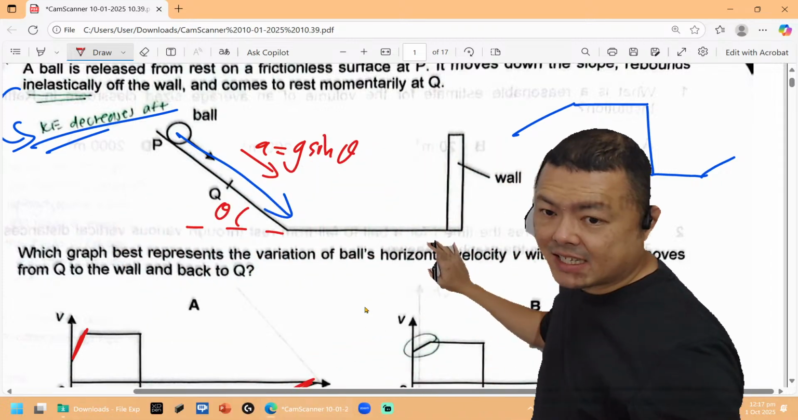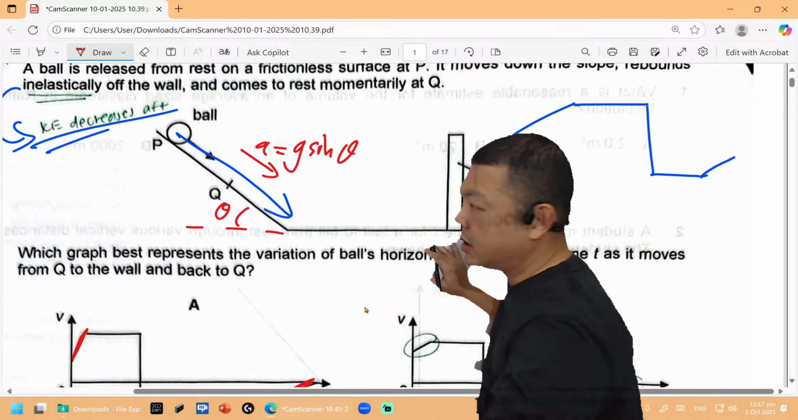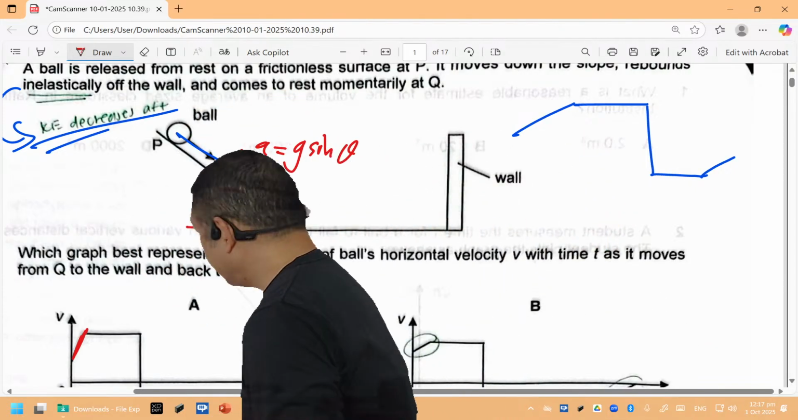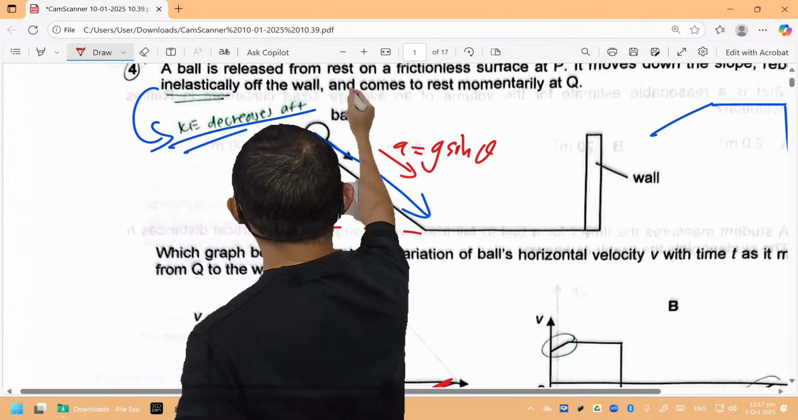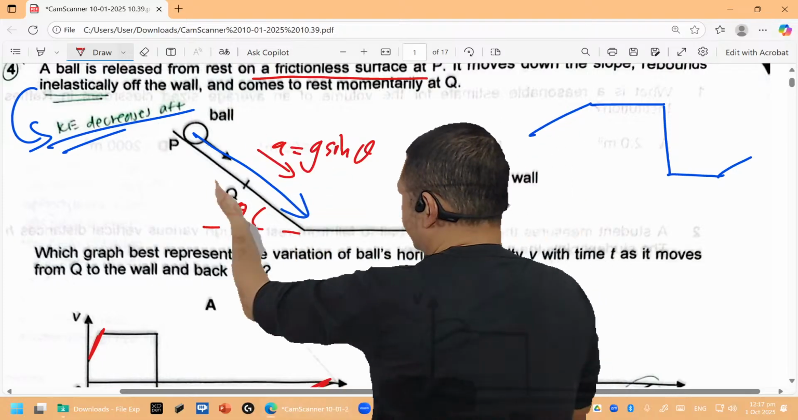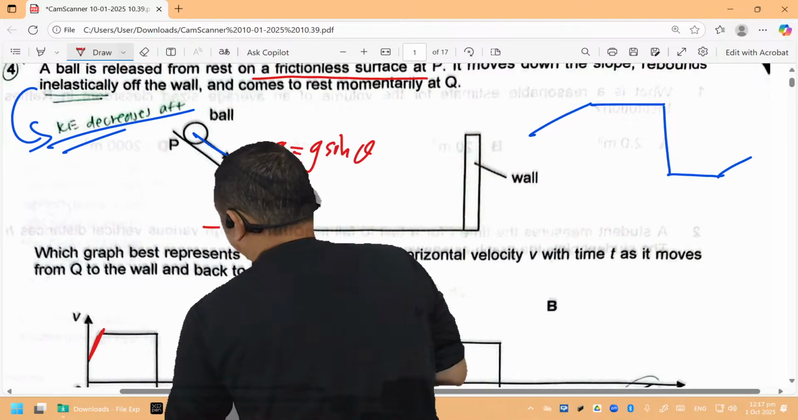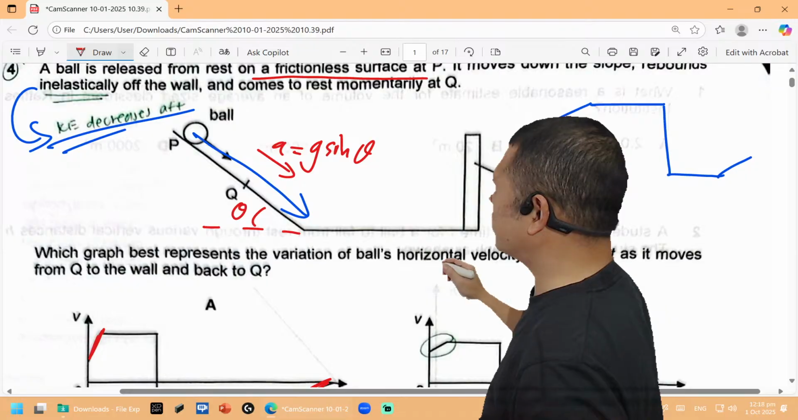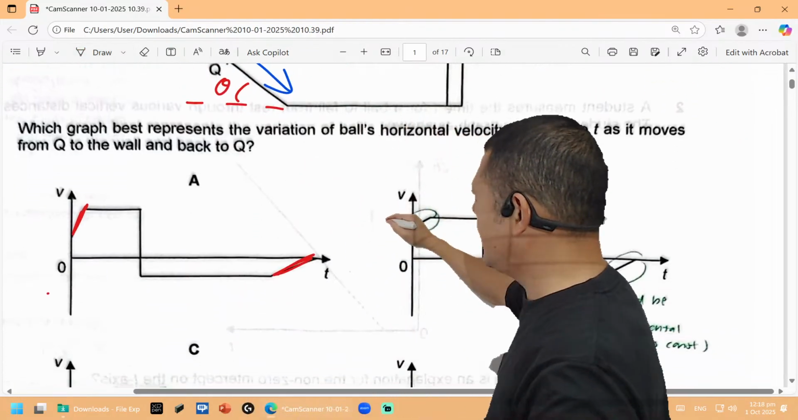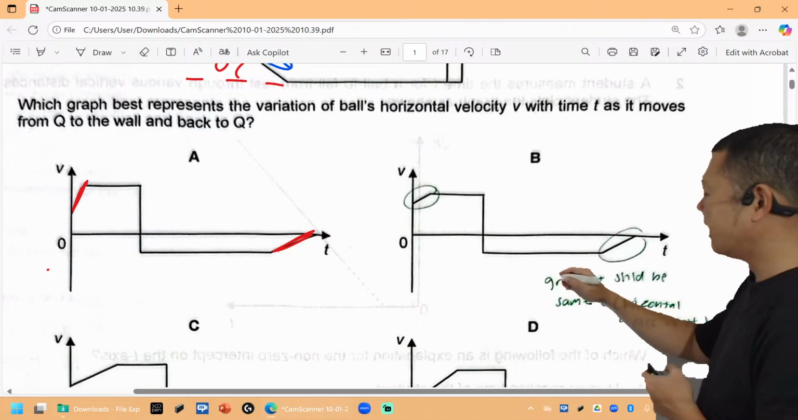I mean, this is just in case you get another question. But this is only true for frictionless surfaces. This is only true for frictionless surfaces, right? So then you can say it's g sine theta and all that. So A can't be it, right?